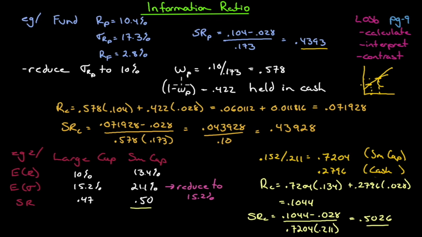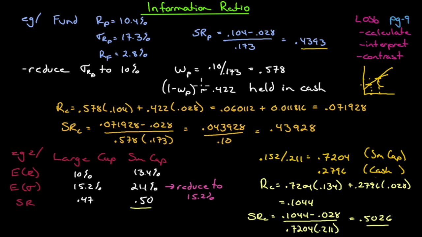So what weighting do we need on the portfolio? Well, we've got to get to 10% out of 17.3. So 10% represents 57.8% of the volatility. So 57.8% of our portfolio will be in the risky asset. 1 minus that is 0.422. That'll be held in cash because cash has no volatility. It doesn't add to volatility. So let's just prove that that worked out.